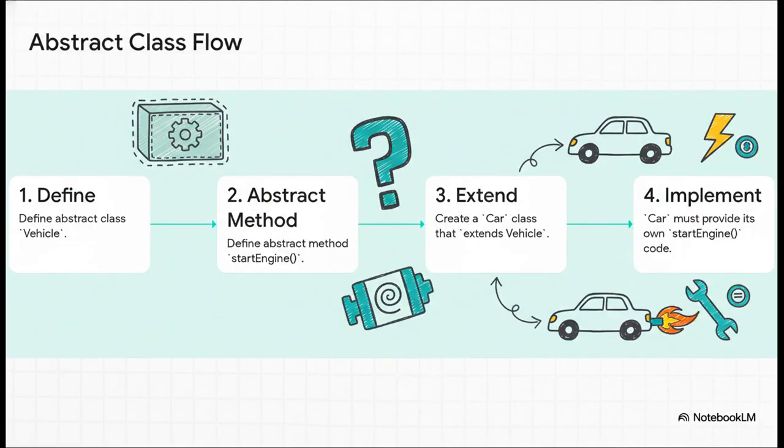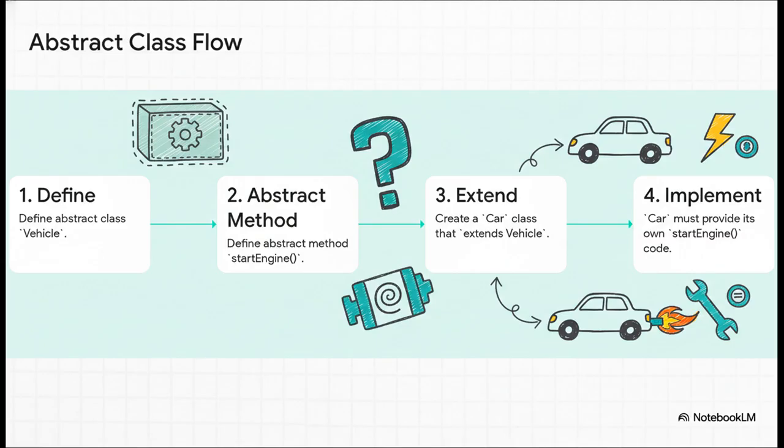So what does this look like in practice? Well, you might create an abstract class called Vehicle. You could put some shared logic in there, but then you'd add an abstract method like startEngine. What you're saying is, hey, every single vehicle must have a way to start its engine, but I'm not going to say how yet.